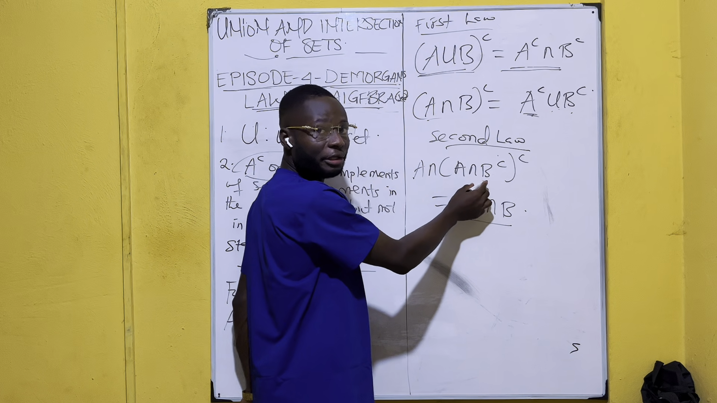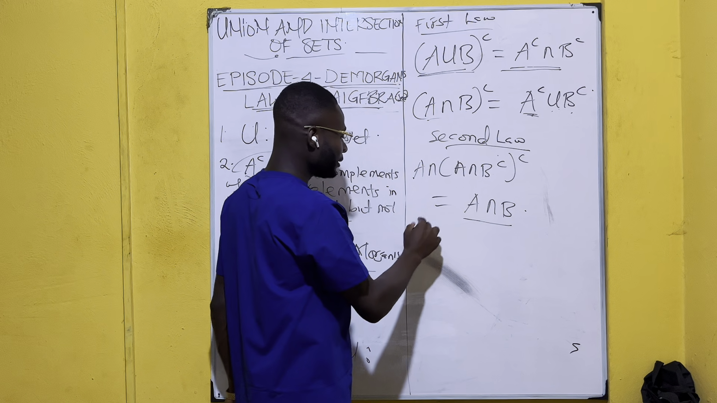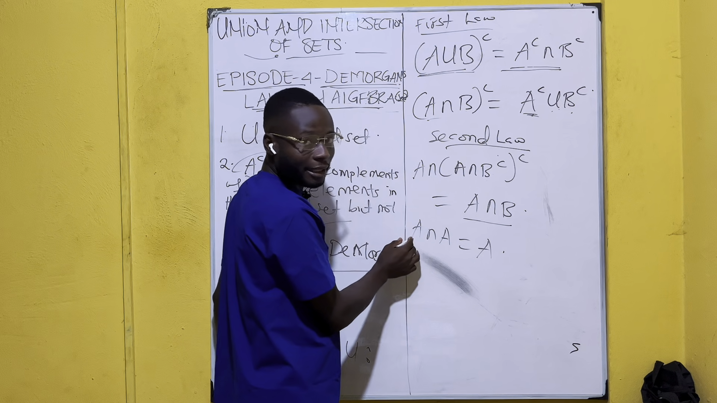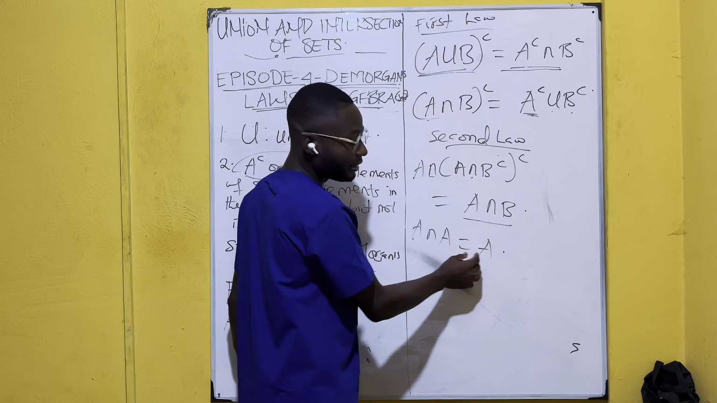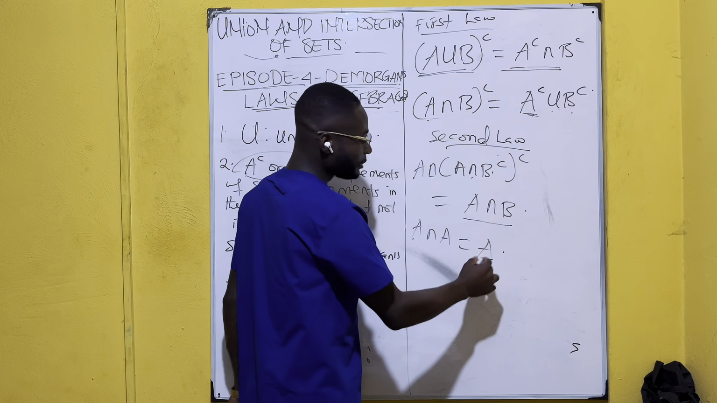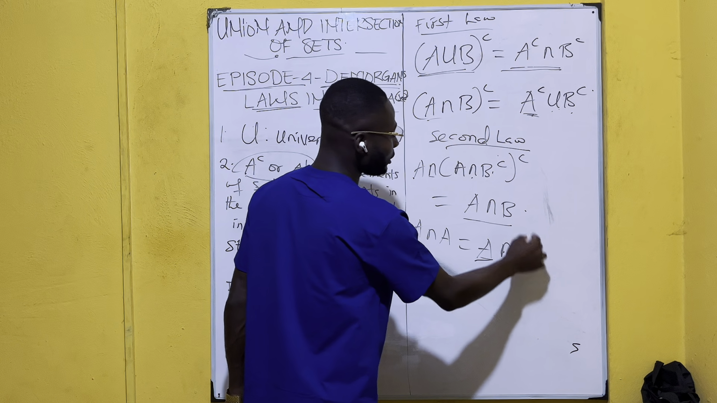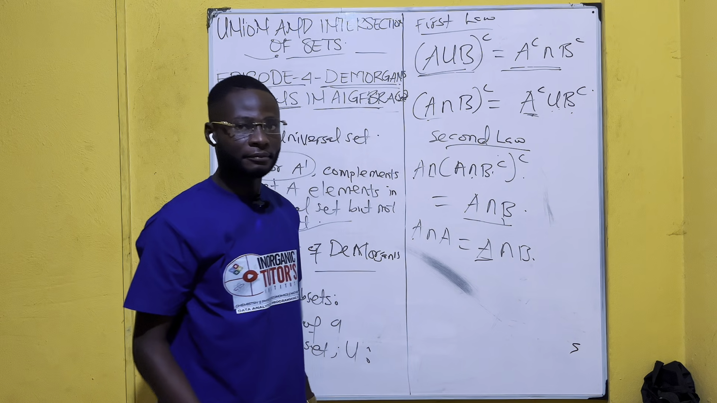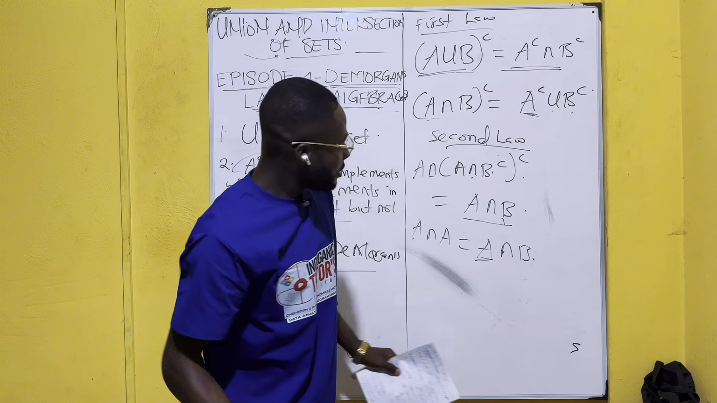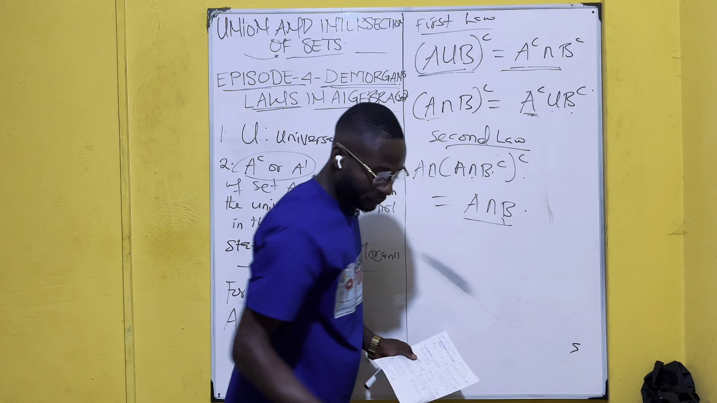So you're going to have B here. And then you know that A intersection A is the same as A. Remember this. So if A intersection A is the same as A, then if this comes and nullifies this, you're going to have what? A intersection B. And that is what is there. Great. So that is well understood.